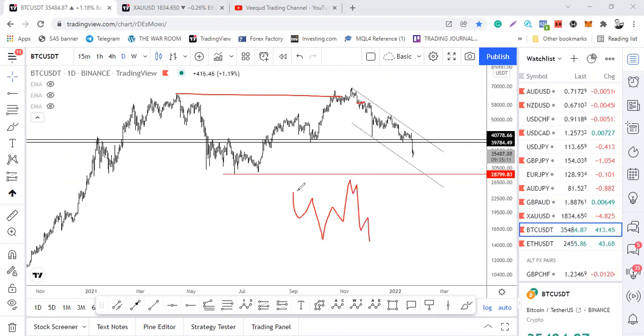That is, once the price breaks the origin of the previous high, and then you see the price taking the low again in an expanded flat. So in this situation, I mean that the decline of Bitcoin will go below this $28,799 area.